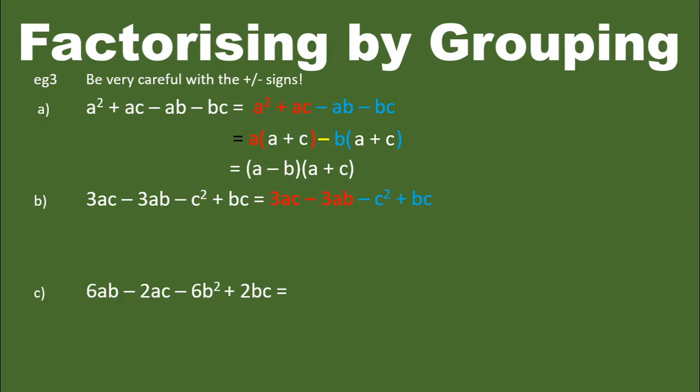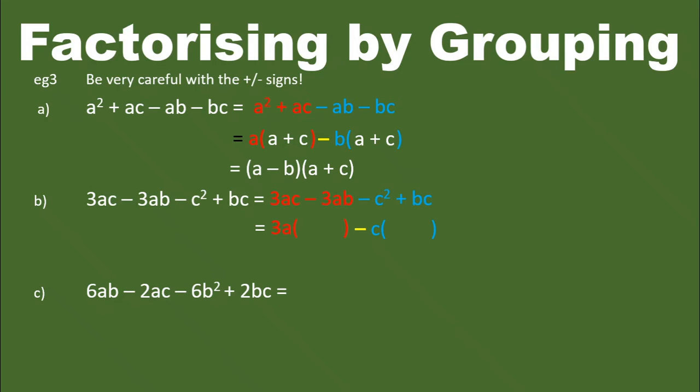What's our highest common factor of the first two terms? Not just 3, but 3A. And of the last two terms, should we put the common factor as positive C or negative C? I'm going to go with negative C. Let's see how that works out. If it's wrong, we'll just go back and try it with a positive.